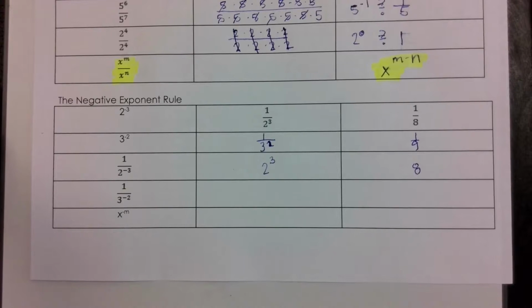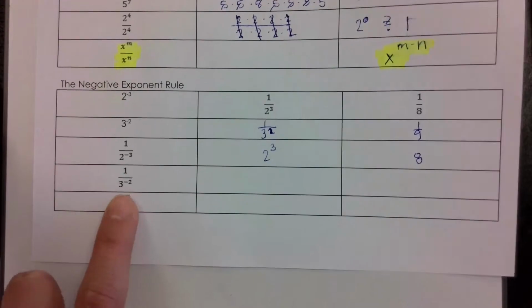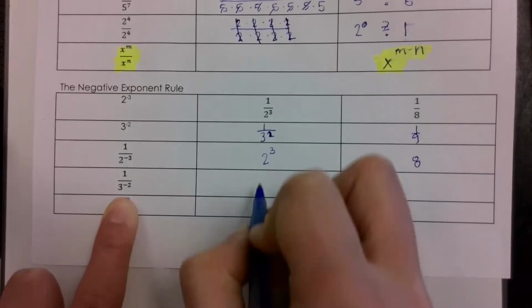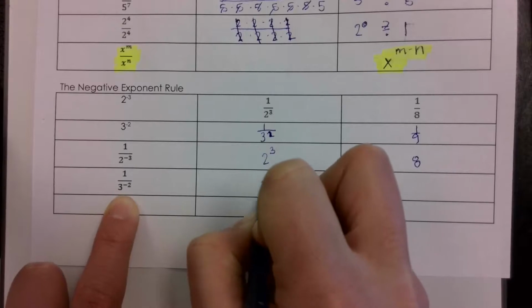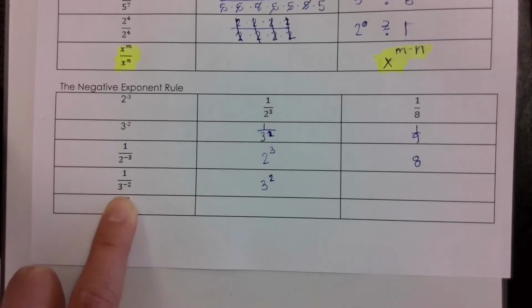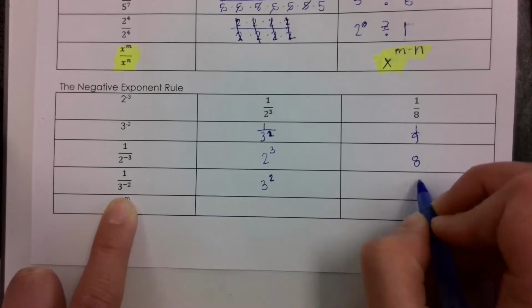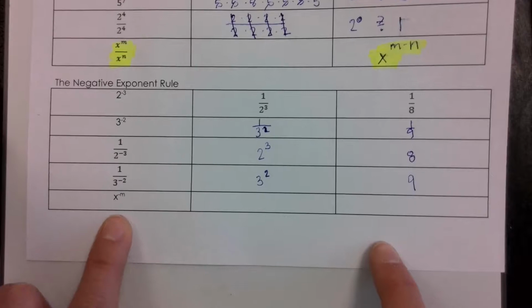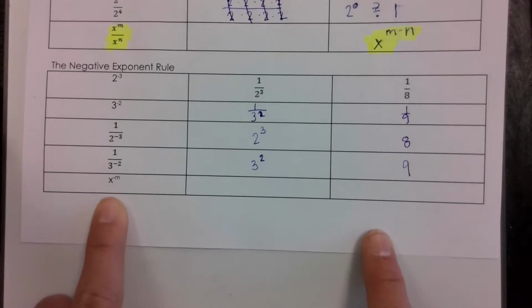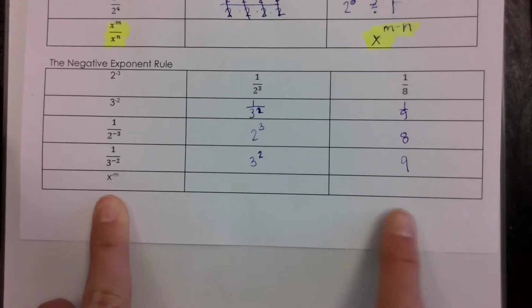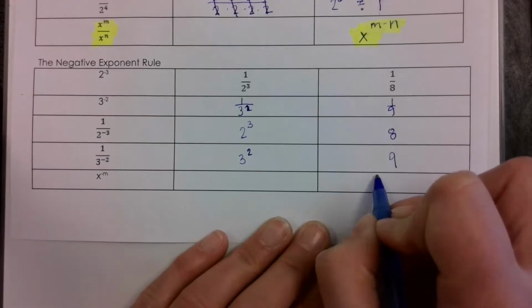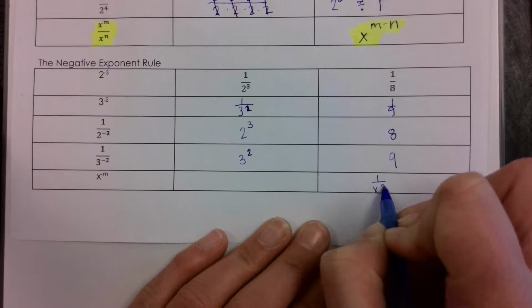The one after that, we've got 1 over 3 to the negative 2. So again, if your negative is already in the denominator, where are you going to move it to? To the top. So that would just be 3 squared now. And what is 3 squared? 9. So what is our rule for negative exponents? How could we write that? Instead of x to the negative m, what are we going to have? 1 over x to the m. Is that all right?